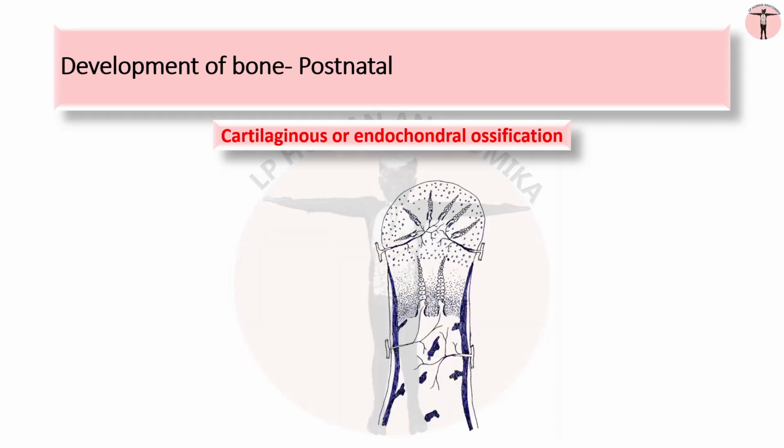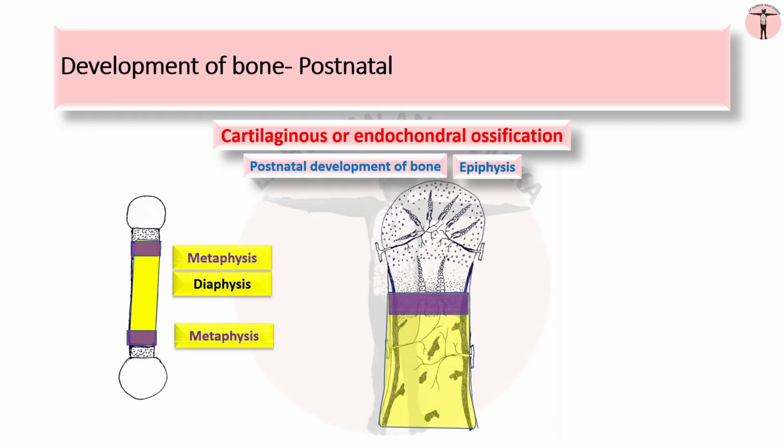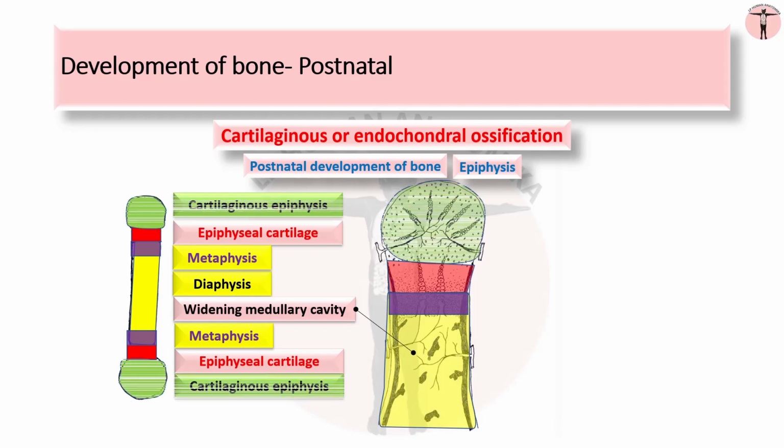Until now, we discussed the prenatal development of bone. Now, let us see the postnatal development of bone. Around birth, most long bones have a bony diaphysis surrounding remnants of spongy bone along with active sites of metaphysis, two epiphyseal plates or cartilages, a widening medullary cavity, and two cartilaginous models of epiphysis.